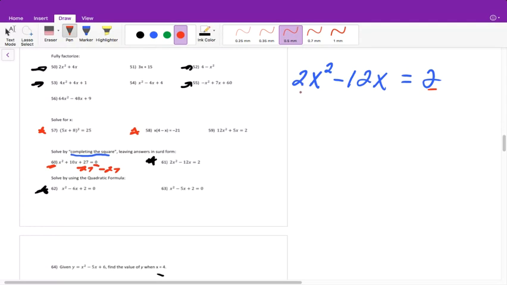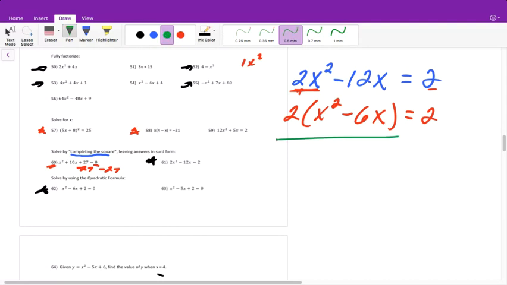However, when you're completing the square, we need the number in front of our x squared to be 1. So I need to always look to factor out whatever is in front of the x squared if there's something there. So I factor out the 2, and it divides evenly into the 12, and I can factor that out. Once I factor it out, then I'm going to divide both sides to get rid of that number on the left-hand side. And I'm left with x squared minus 6x is equal to 1.